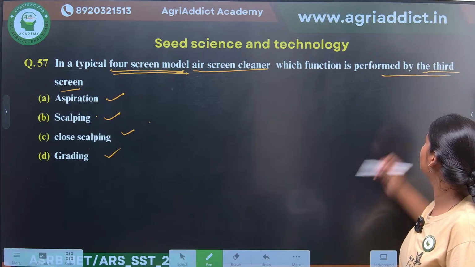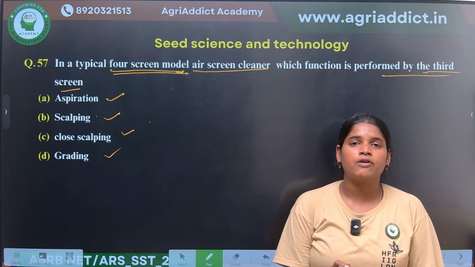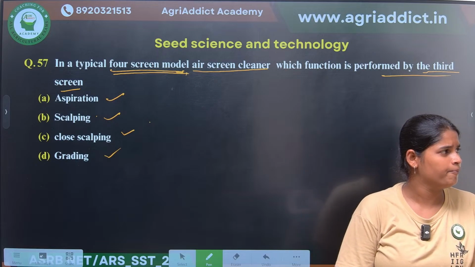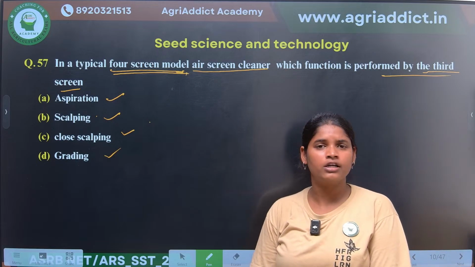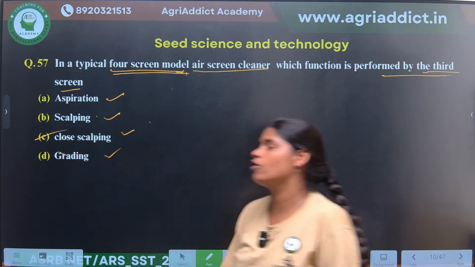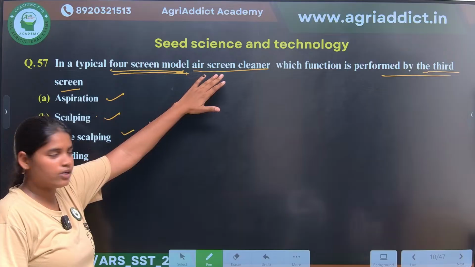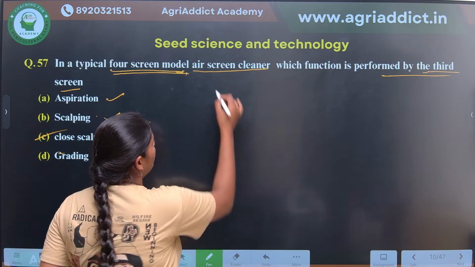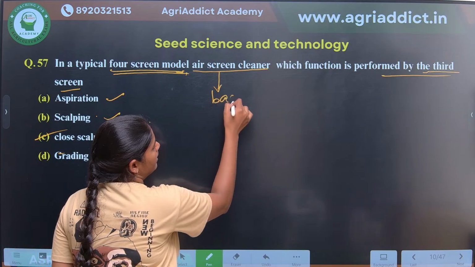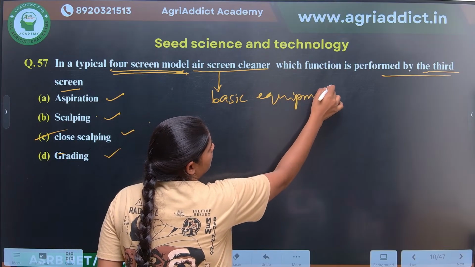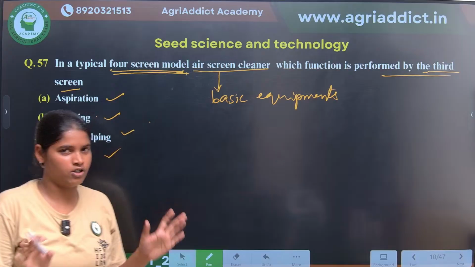Which function is performed by the third one? Okay, right, Sherin, Farooq, you answered it very right. Close scalping. Okay, let's get into this concept. First, as we all know, air screen cleaner is a very basic equipment, right? The first equipment where seed flows is the air screen cleaner.